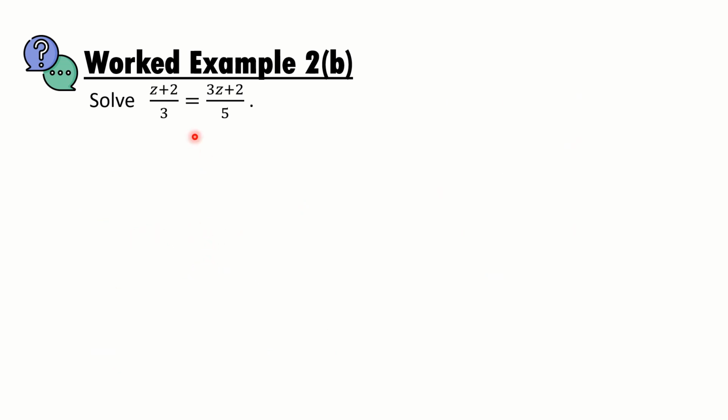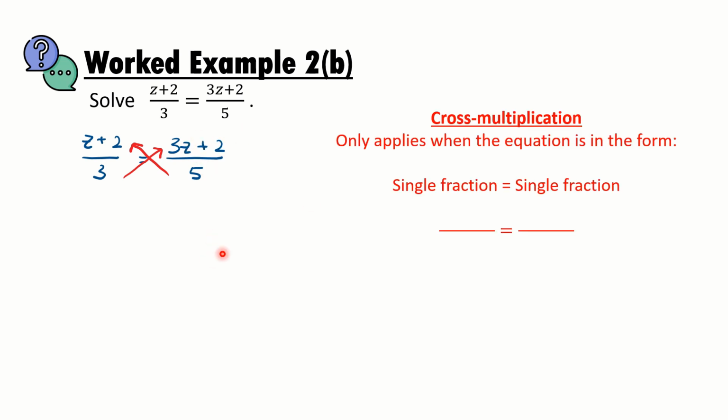So in my new set of working, what I want to show you is that given this original question, we will do this thing called cross multiplication, where I'm going to take the 5 to multiply with the z plus 2 and the 3 to multiply with 3z plus 2. Okay, so this method itself is what we call cross multiplication, and I want us to take note that it only applies when the equation is in the form of a single fraction equals a single fraction.